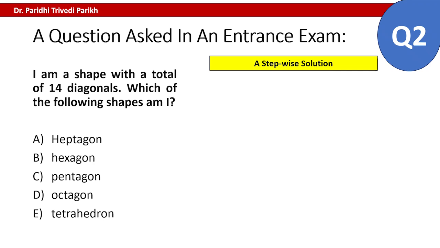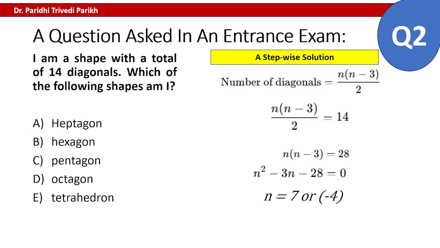Now, I am a shape with a total of 14 diagonals. Which of the following shapes am I? So let's go for a stepwise solution. Now, the number of diagonals over here will be n into n minus 3 by 2. Now, n into n minus 3 by 2 is equal to 14, which is given in the question. I have just put down the values. n into n minus 3 is equal to 28.